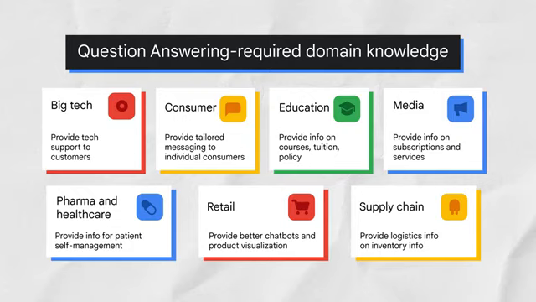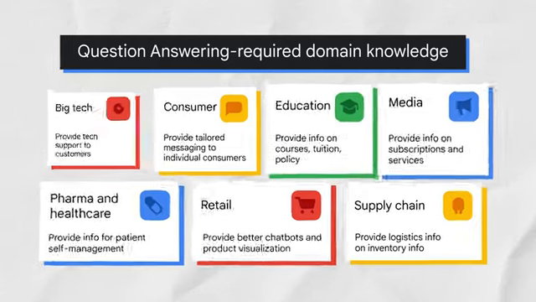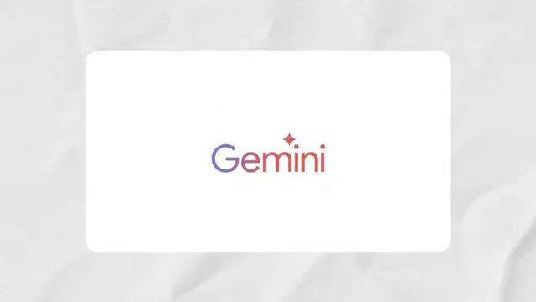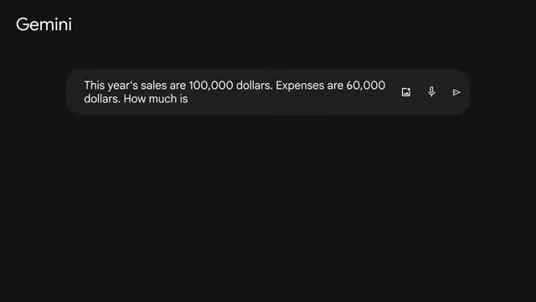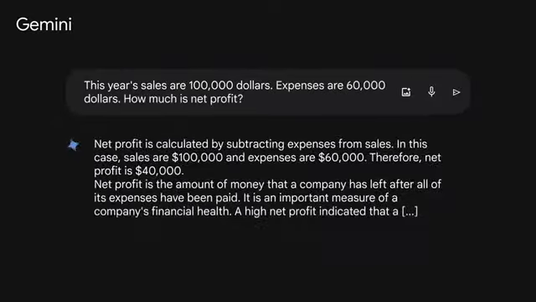Let me show you a few more examples of how cool this is. Let's look at 3 questions given to Gemini, a large language model chatbot developed by Google AI. Question 1. This year's sales are $100,000. Expenses are $60,000. How much is net profit? Gemini first shares how net profit is calculated, then performs the calculation. Then Gemini provides the definition of net profit.